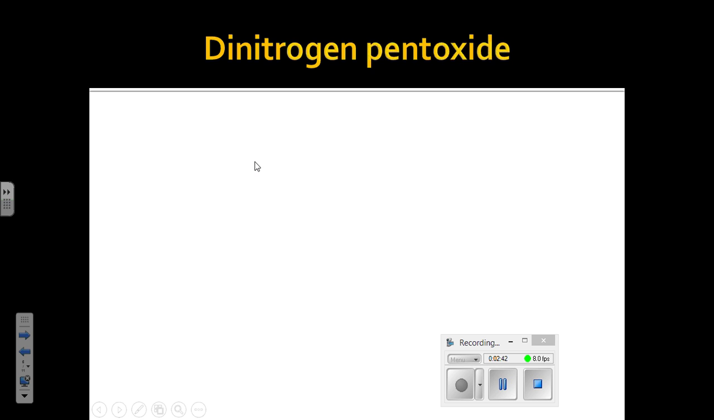Next, dinitrogen pentoxide. If we see prefixes, that means it's 2 nonmetals. In this case, nitrogen, of which there are 2, and oxide refers to oxygen, of which there are 5. So N2O5.